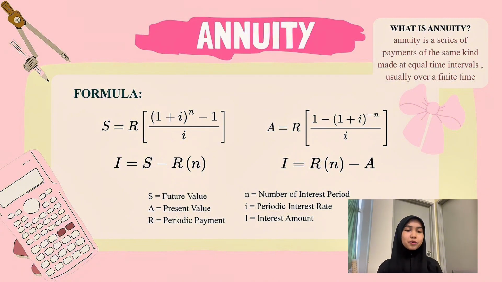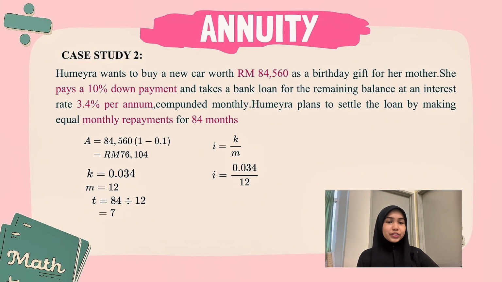So S is a symbol for future value, A is for present value, R is for periodic payment, and little n is the number of interest periods, little i is for periodic interest rate, and I is for interest amount. Now let's move to the question.